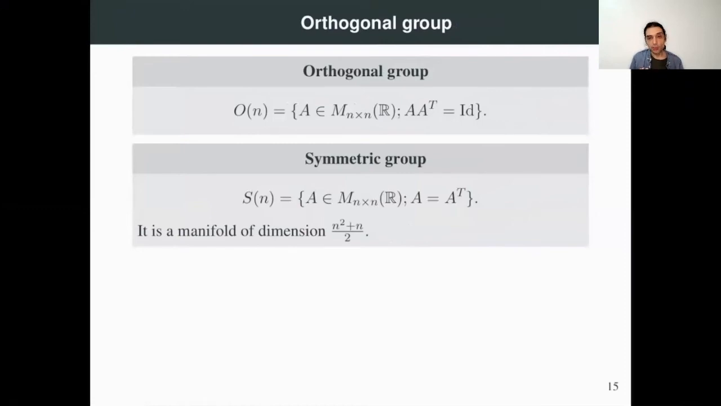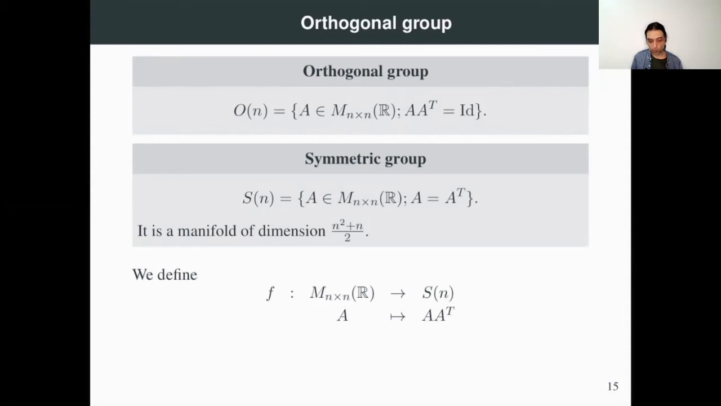We want to use what we know about submersions and regular values in order to show that the orthogonal group is a submanifold of the manifold of square matrices. Okay, so let's go. Let's define this map that sends a square matrix A of dimension n to the product of A and its transpose.